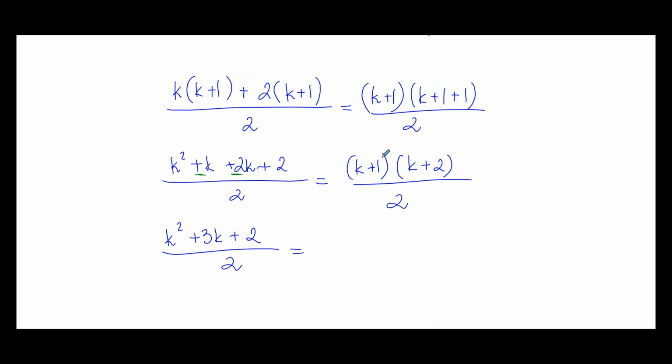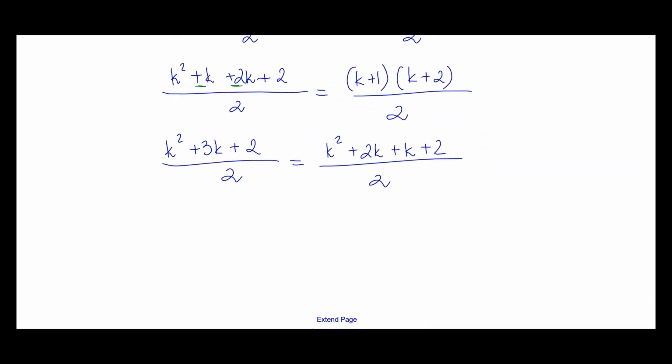And on this side, let's multiply. k by k, that's k to the power of 2. k by 2, that's 2k. 1 by k, that's k. 1 by 2, that's 2. And again here, I'm sure you can see it already, those two can be added. So this side, k to the power of 2 plus 3k plus 2 over 2. And then on the other side, k to the power of 2 plus 3k plus 2 over 2.